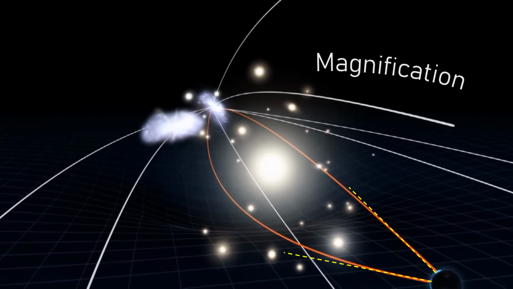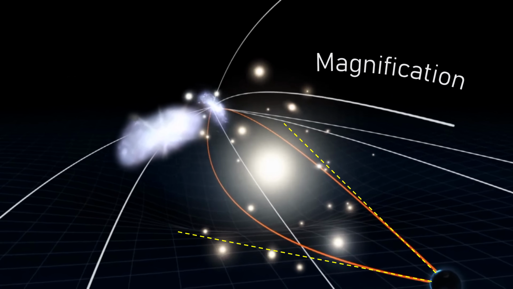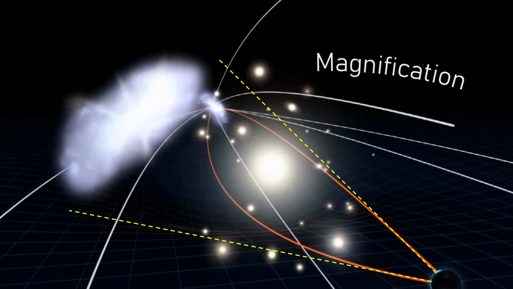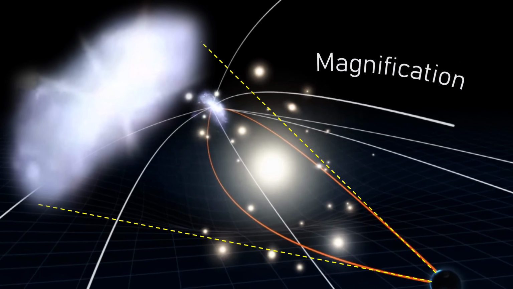The amount of bending depends entirely on the structure of the lensing cluster. Magnifications can range from a factor of 2 to 40 times the size of the distant object. We'll see that, under the right circumstances, an object can be magnified by over 1,000 times.